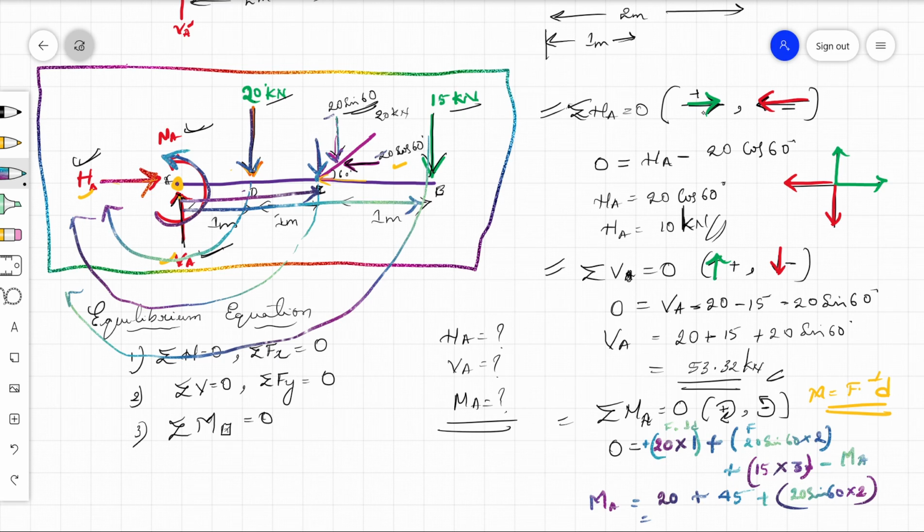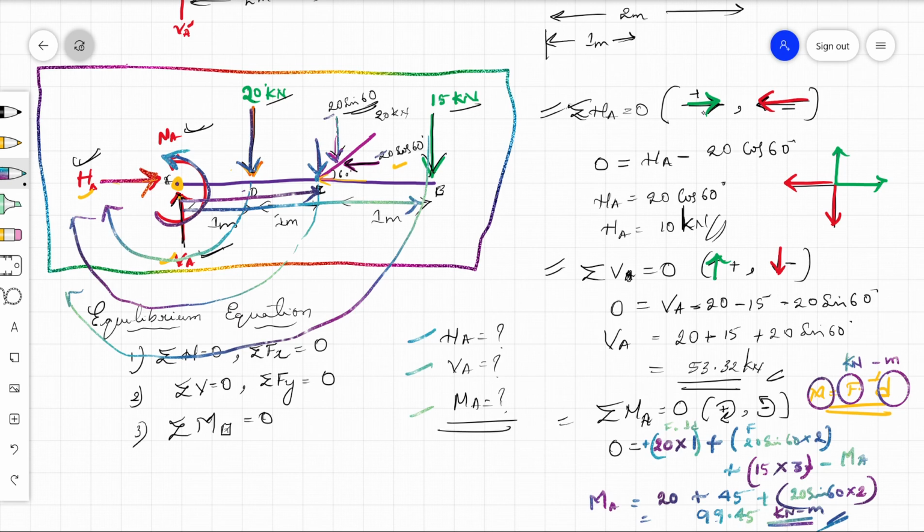So after calculating, you get MA as 99.45. And what will be the SI unit for this moment? Moment is equal to force into perpendicular distance. Force over here is taken as kilonewton everywhere, and the distance is given in meter. So the SI unit is kilonewton meter. And that's all done. The numerical is done.